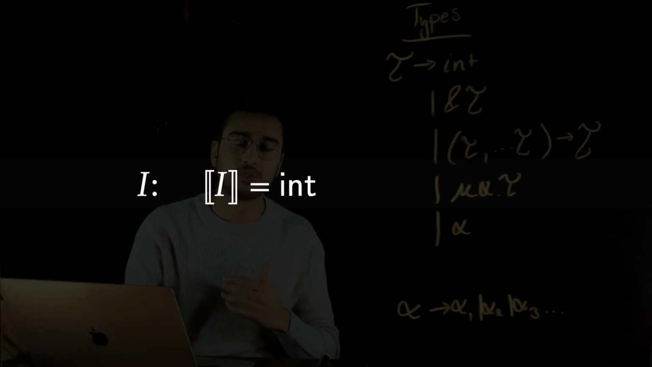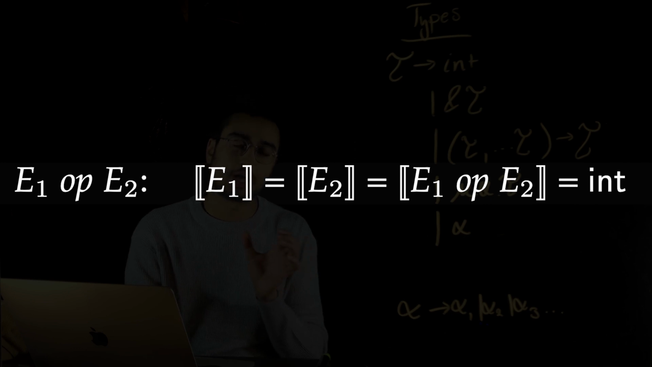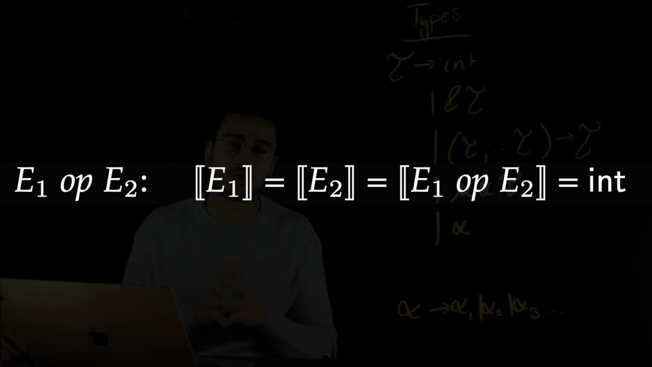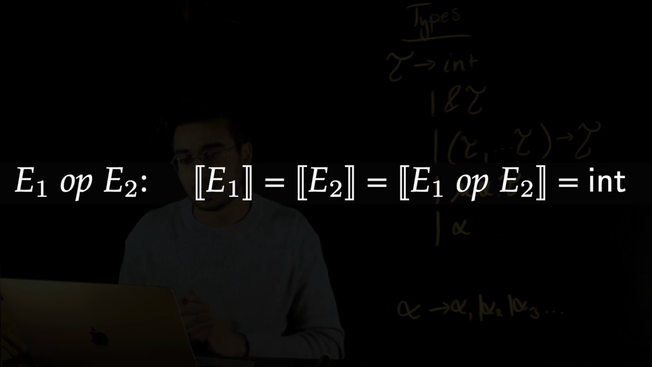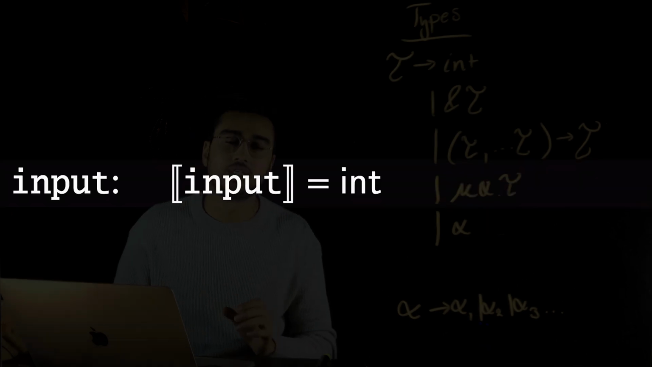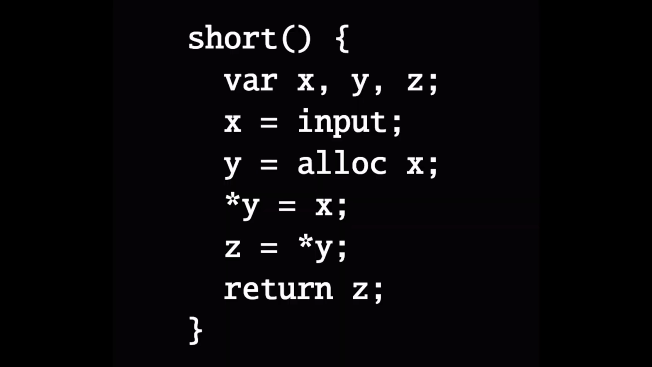So for example, if we see an integer literal, we'll know that the type of that is just going to be int. If we see two expressions and a binary operator between them, for example, plus, minus, divides, or times, we'll know that the types of the left and the right side of those operators are going to be the same. And we're also going to know that the type of the expression as a whole is just going to be integer. If we see the input token anywhere in our program, we'll know that the type of that will be integer. So if we look at this program, we'll generate the following constraints.